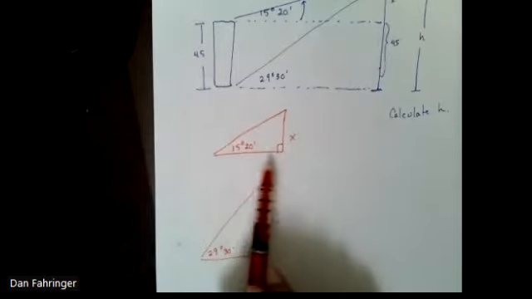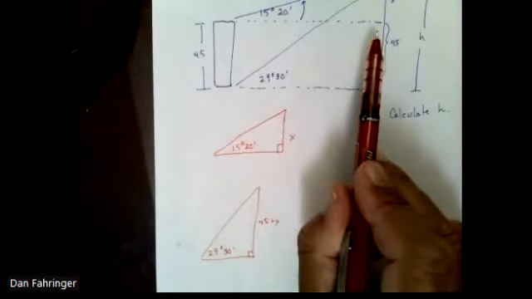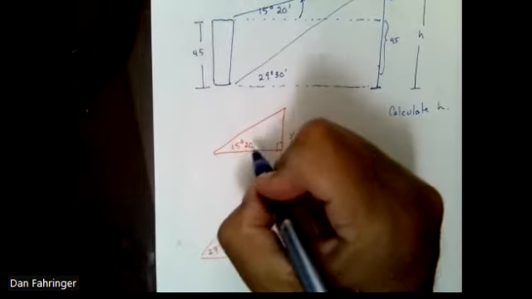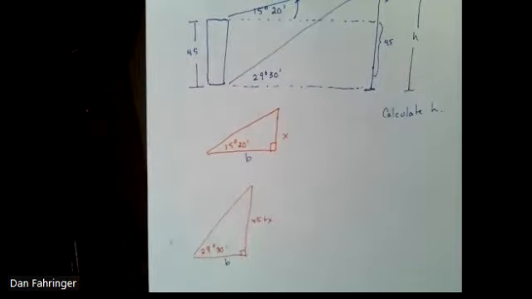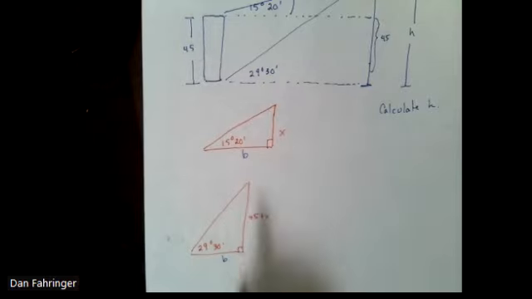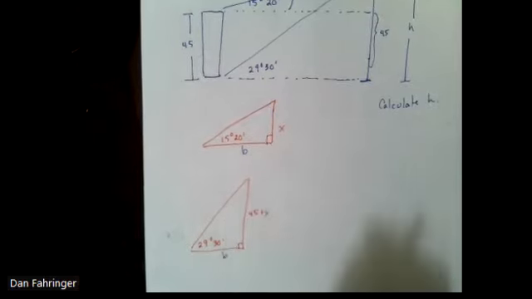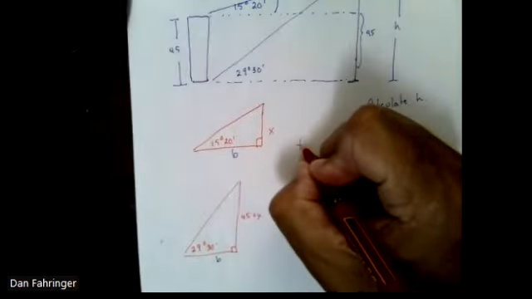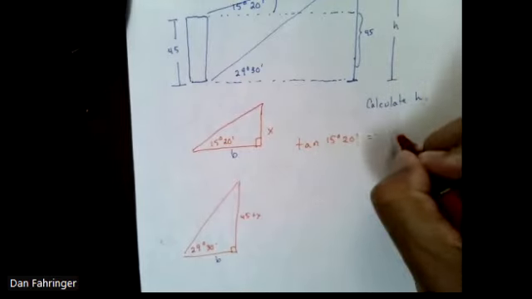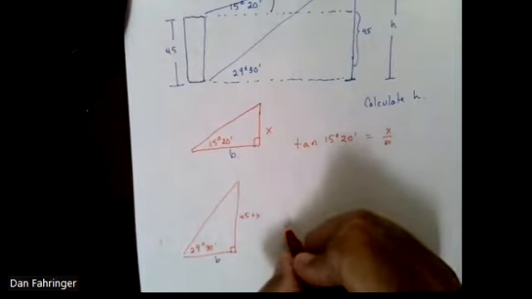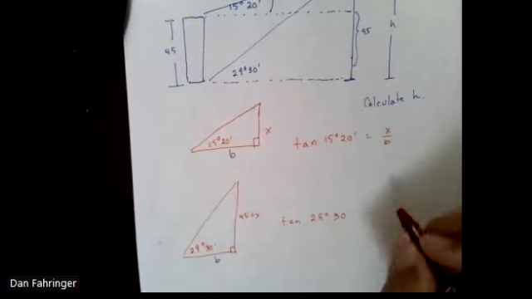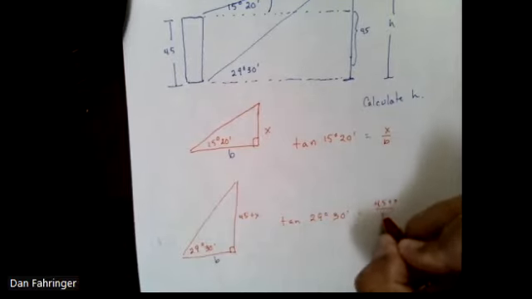But I do know one thing. The base of this upper triangle and the base of this triangle are going to be the same. So if I call this B and this B as well, I can come up with two equations. Now, I do have an equation, but I have two unknowns, X and B. I have an equation that's going to also include X and B. My first equation, tangent of 15 degrees, 20 minutes equals X over B. Second equation, tangent of 29 degrees, 30 minutes equals opposite, 45 plus X over B.